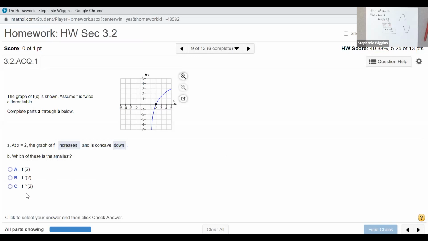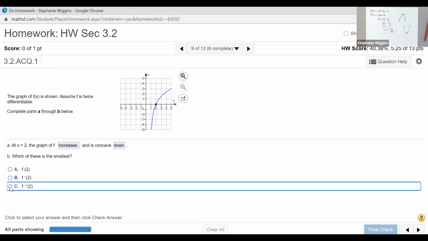Which is the smallest of these values here? Okay, well, what is f of 2? Here you can see that f of 2 is 0, right? Because it's on the x-axis and the y value is 0 when x equals 2. So this is 0. The derivative, notice the derivative is positive because the function is increasing at 2. And the second derivative is negative because the function is concave down at 2. So which of these is the smallest? Well, it's the negative one, right? And the negative one is the second derivative because of the concave being down.